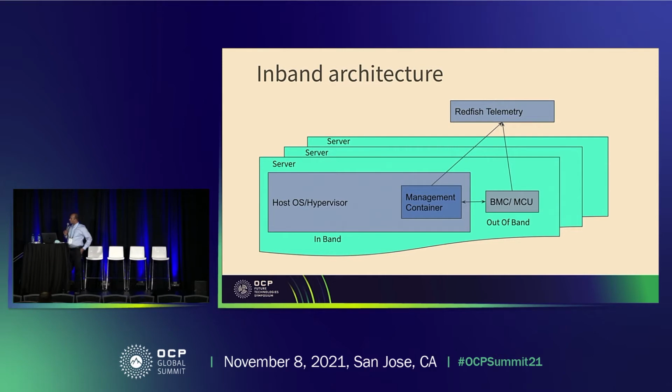So this is what the architecture looks like. You see on the blue, the servers, and then the server runs either a host OS or could be a hypervisor. The key thing is that we run the management in a container, and it exports Redfish telemetry. On the right, you see there is a BMC, a baseboard management controller, or it could have a limited microcontroller unit. That's what I call out as MCU. The management container that runs the in-band agent can talk to the BMC/MCU, and together they can export Redfish telemetry. So both work together.